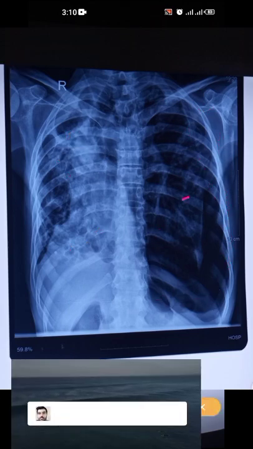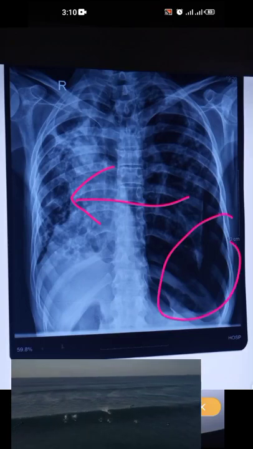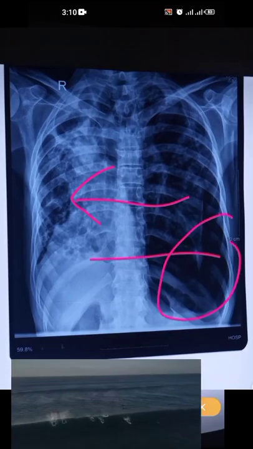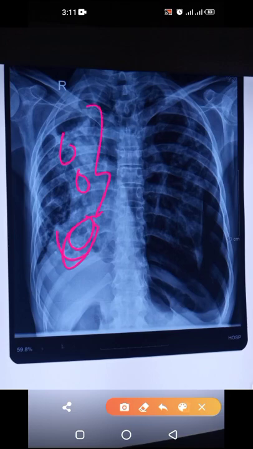So the mediastinum is shifted to the right side because of two reasons. One is the pneumothorax that is causing the shifting effect on the opposite side, and the other is fibrosis on this side. Fibrocavitary lung disease that causes the pulling effect.